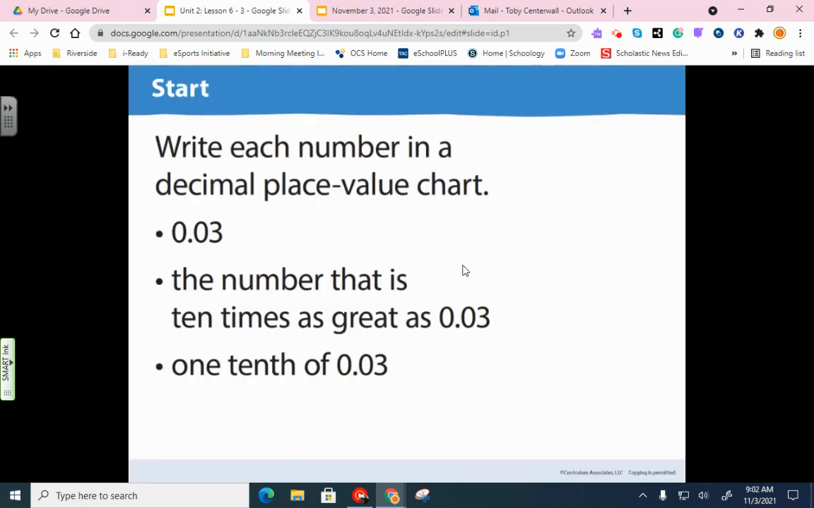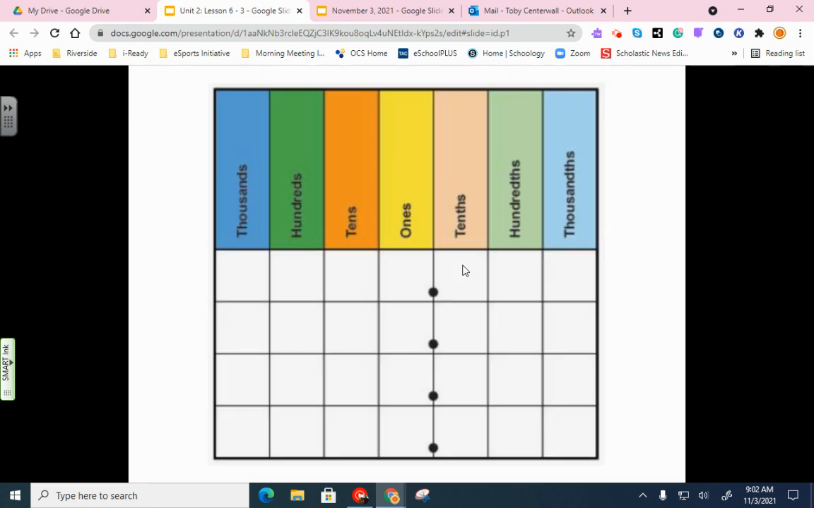Oh, so for this one, it wants us to write each number in a decimal place value chart. We have this main number here that is 3 hundredths. The 3 is in the hundredths place. And it wants to know a number that's 10 times as great and 1/10 of that. So let's jump right into this chart right here. So I'm going to write in my main number here, which is 3 hundredths.